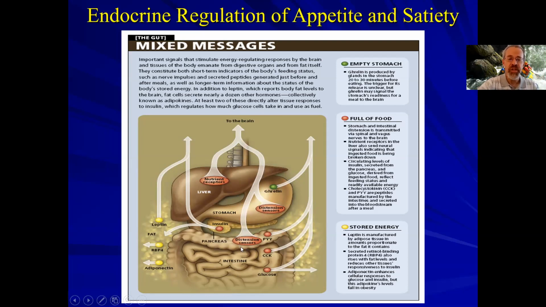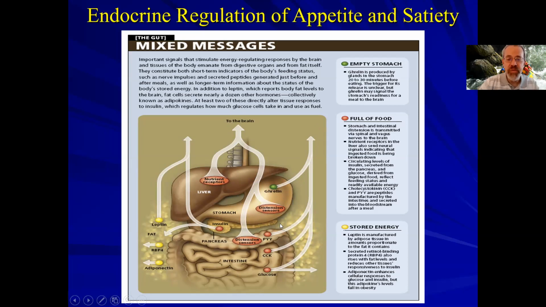The other thing to mention is notice the color. We have several things that are colored in red, one thing that is colored in green. This is significant. The green color indicates something that's stimulating appetite. The red indicates things that are inhibiting appetite or making us feel full.